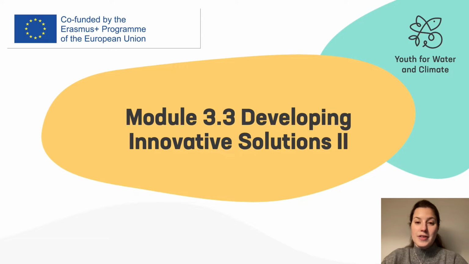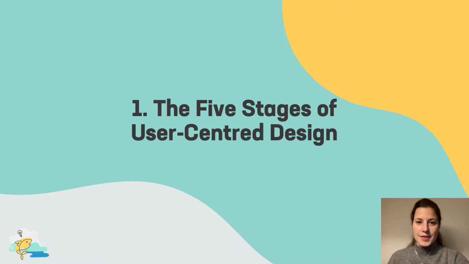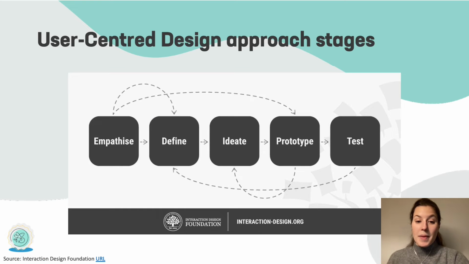Taking off from the previous module, in this module we will delve a little bit deeper into the user-centered design approach. Let's look at its 5 different stages. Remember that the user-centered design process is an iterative cycle that is interchangeable according to your progress between the 5 different stages. Let's start with the first one, empathy.